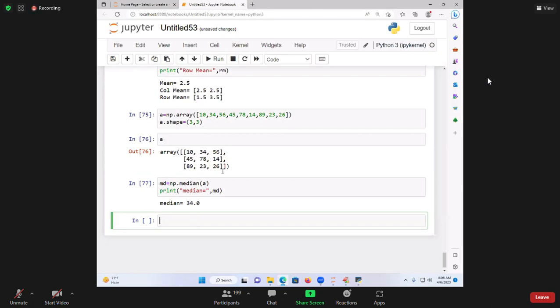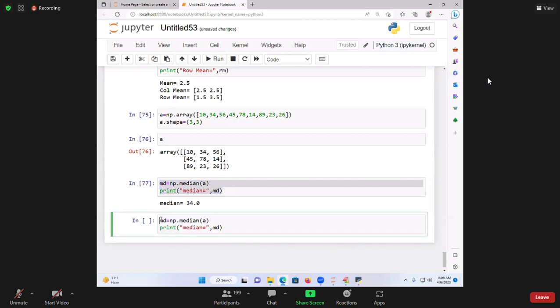Suppose, let me continue this. Median is for the entire matrix. This same median I will continue for row median also. CMD, column median, I will take it. What is the column median? You observe it: median of A comma axis is equal to 0. What is the median of it? 10, 45, 89. By default, it is sorted only in column data. What is the answer? 45. Now 23, 34, 78. What is the median now? 34. That is the second part. Next, the third one: 14, 26, 56. What is the answer now? See the answer now.